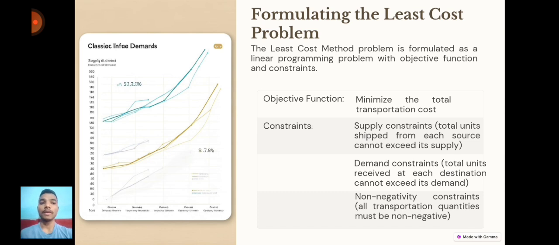Constraints. Supply constraints. Total units shipped from each source cannot exceed its supply. Demand constraints. Total units received at each destination cannot exceed its demand. Non-negativity constraints. All transportation quantities must be non-negative.